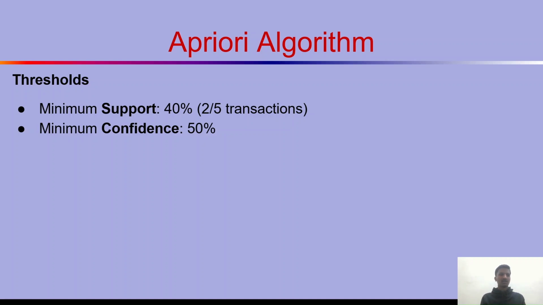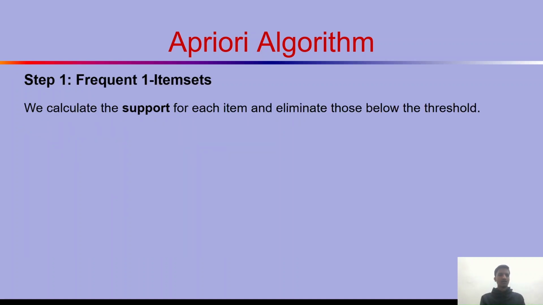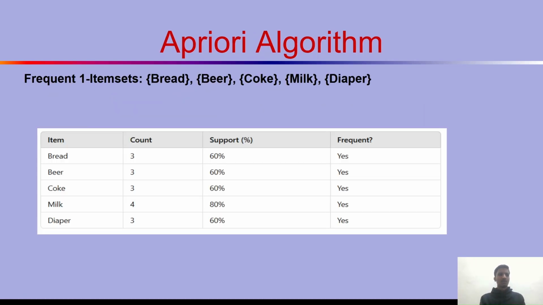For now we will consider a threshold of minimum support 40% and confidence 50%. For the Apriori algorithm, first we make frequent item sets. We calculate support for each item and eliminate those items which are below the threshold. First, we will count each item. Here we are having bread 3 times, beer 3 times, and the total number of transactions is 5. Their support counts are all above the threshold, that is 40%, so they are frequent.